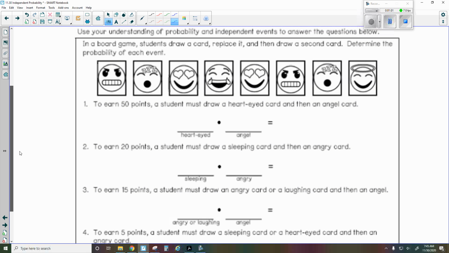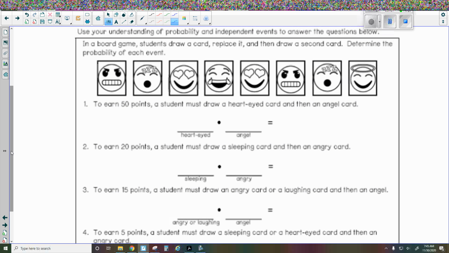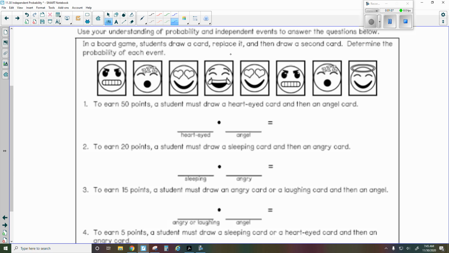So for example, in a board game, students draw a card, they replace it, which makes it independent probability, and then you draw a second card, and we're going to determine the probability of each event. We're putting it back, so we'll have the same total each time we draw the card. That makes it independent. So one event does not impact the outcome of the second event.